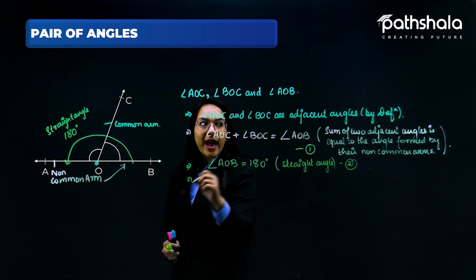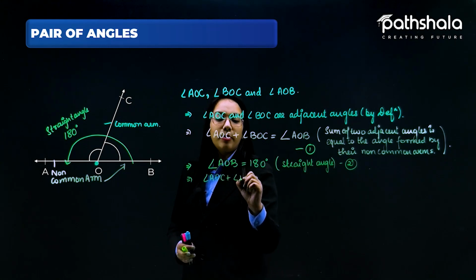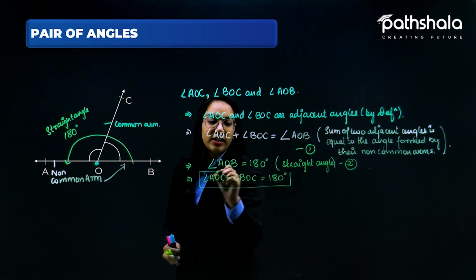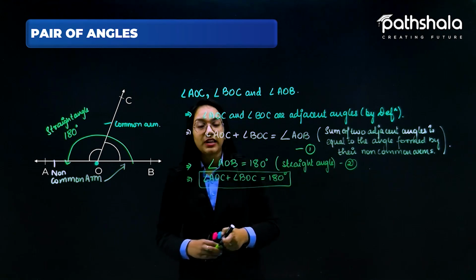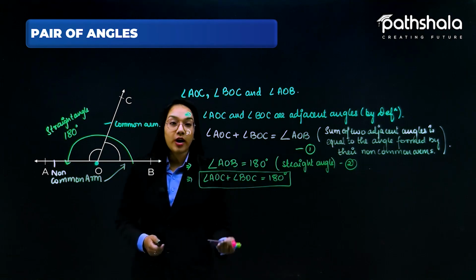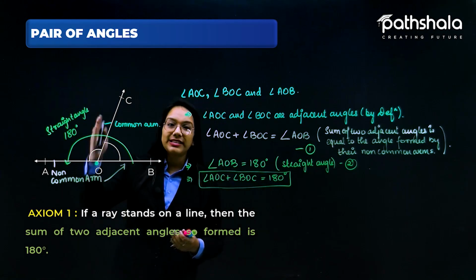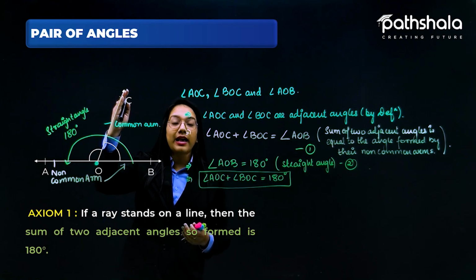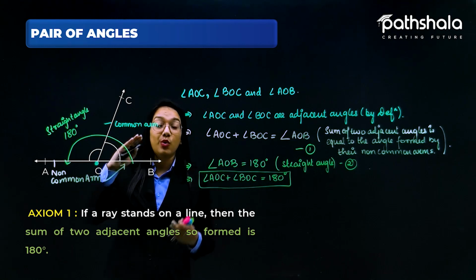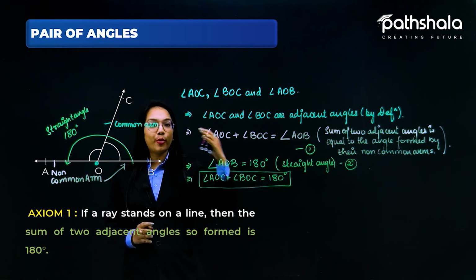So using the first and second equations, I can say angle AOC plus angle BOC is equal to 180 degrees, which leads us to our special axiom. The axiom says that if a ray is standing on a line, then the sum of the two adjacent angles so formed is equal to 180 degrees. So this is the proof of this axiom.